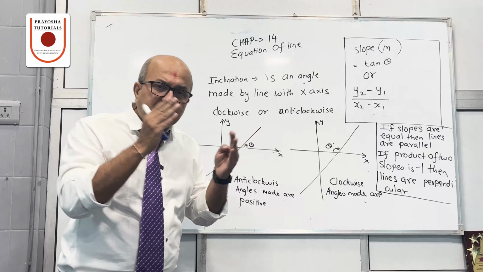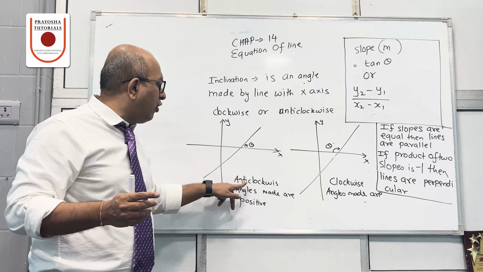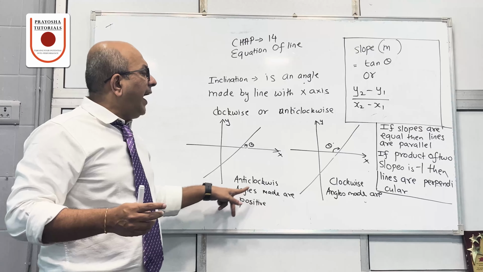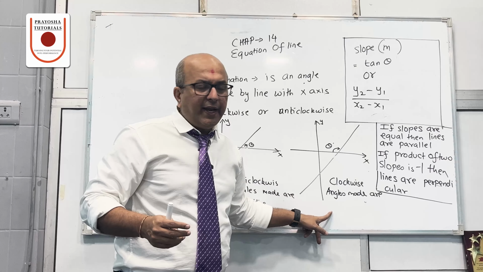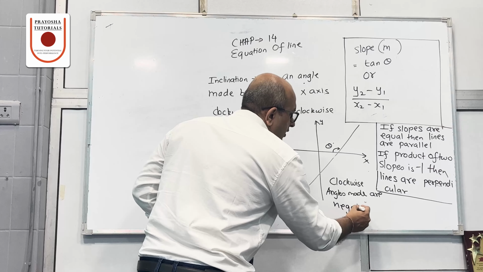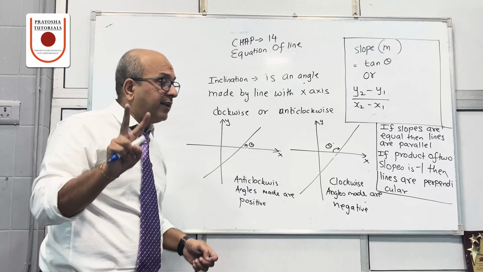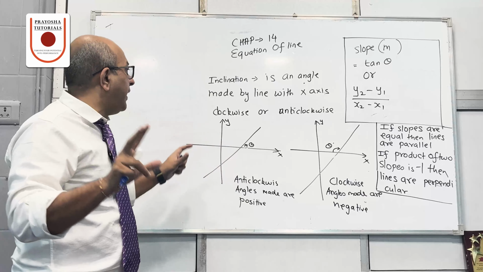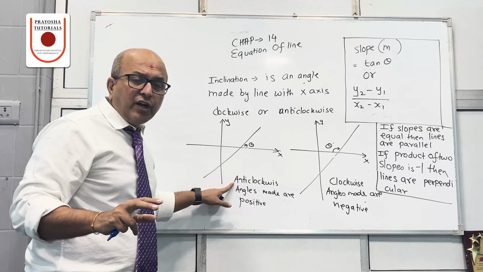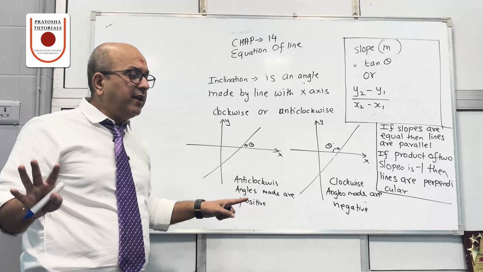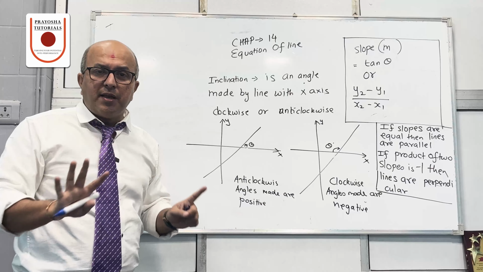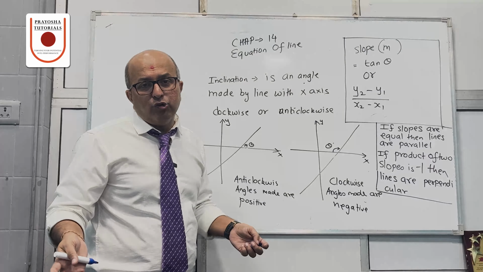Now there are two things here. First, if angles are made anti-clockwise, then they are positive, and if angles are made clockwise, then the value is negative. Are you understanding this, students? We will repeat two things again. Inclination is an angle made by a line with the x-axis. Anti-clockwise, all the angles made have positive values, and clockwise, all the angles made have negative values.